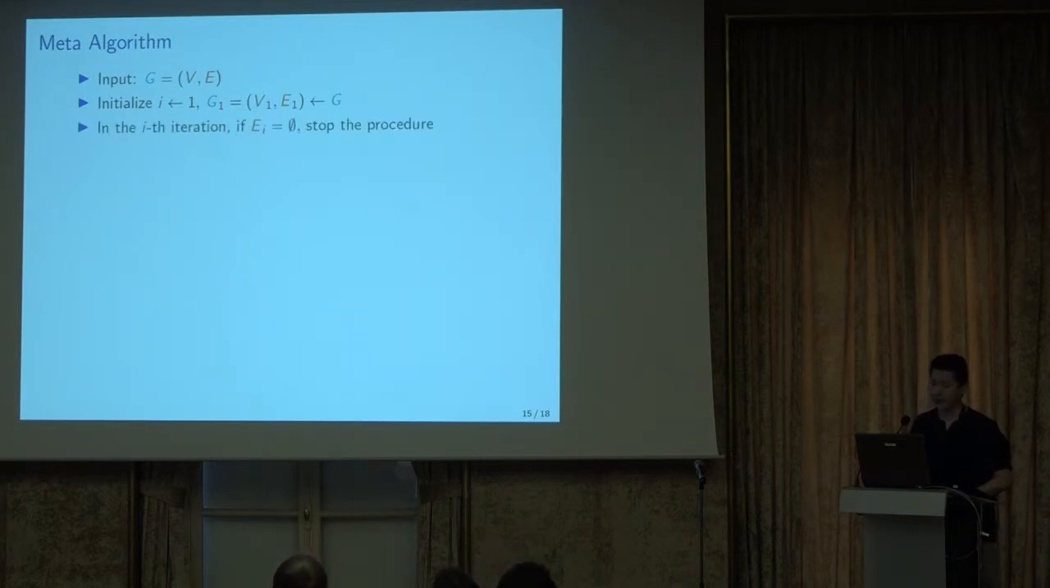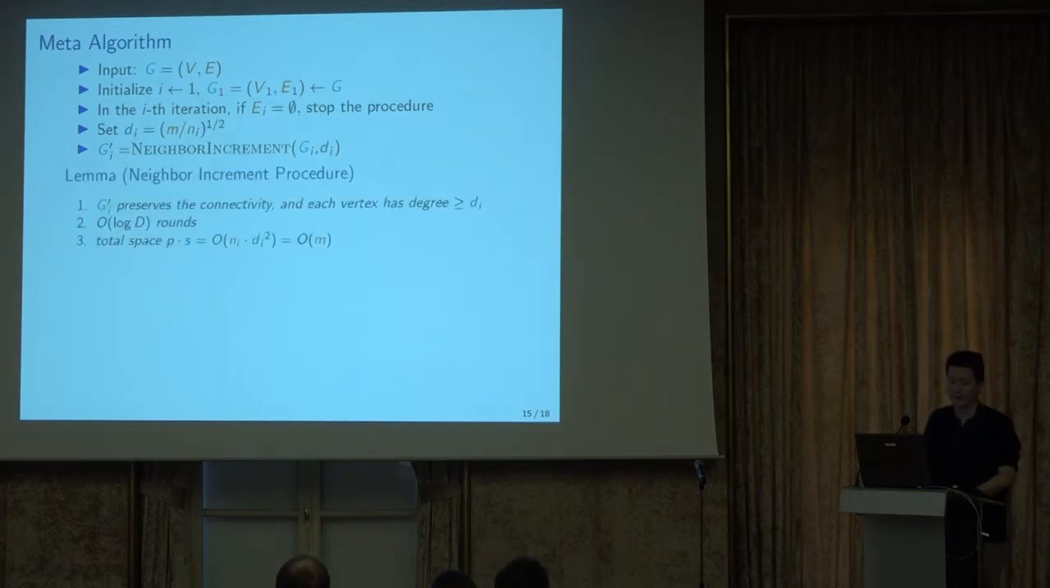If after the ith iteration every single vertex is a connected component, then we can just output all the connected components. Otherwise, we run the neighbor increment procedure. We first set the degree parameter di to be the square root of the total space over the number of current vertices. And then we run the neighbor increment procedure. It takes the current graph Gi and the current parameter di as the input, and will output a graph Gi prime. This graph Gi prime will preserve the connected components of Gi, and each vertex will have degree at least di. So graph Gi prime is just a high degree graph.